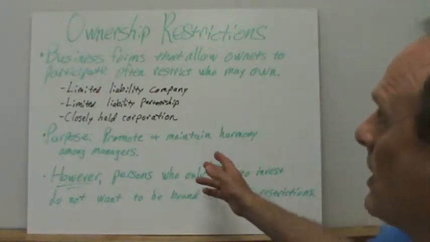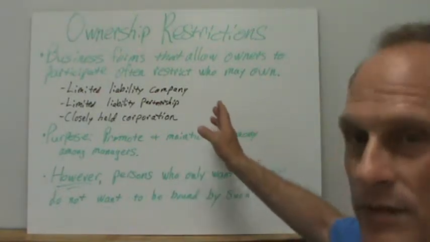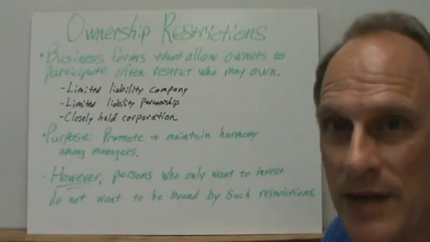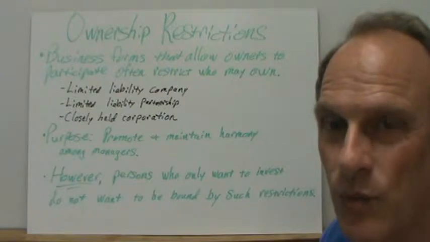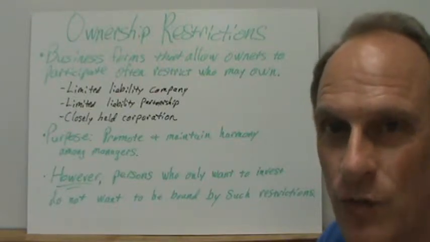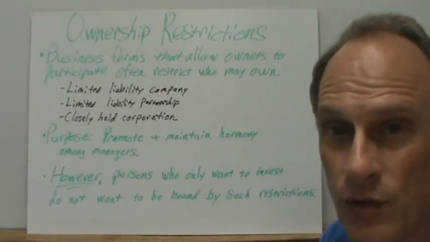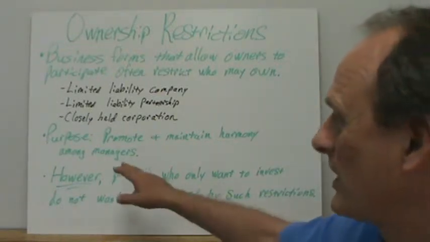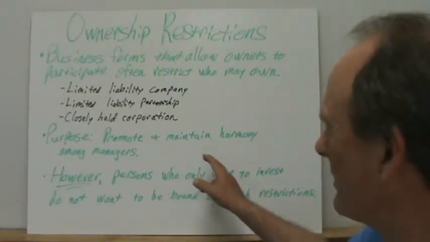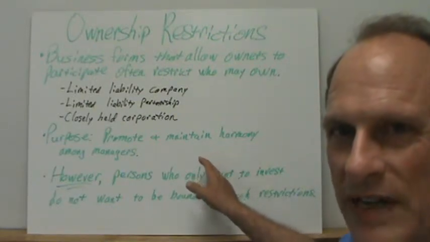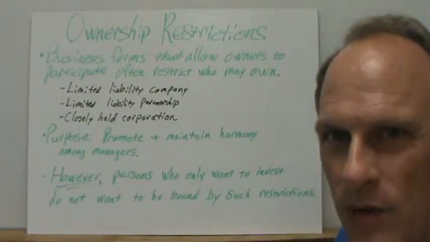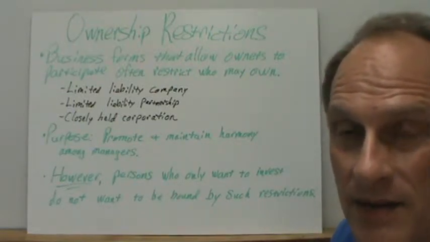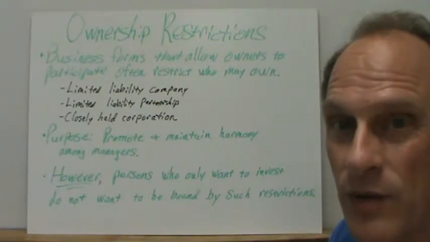Business forms will sometimes put restrictions on who can be an owner and who can't. Once you're in a small business, you want to be very choosy about who's going to be your co-owner. And you're very interested in promoting harmony and good feelings with your co-managers and co-owners. Well, one good way to do that is restrict who's going to be coming into the corporation with you.